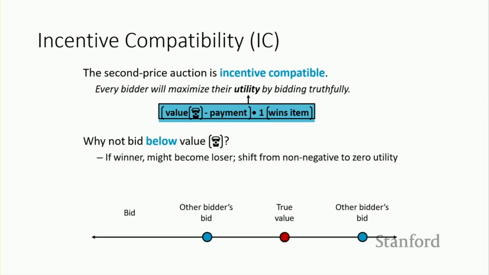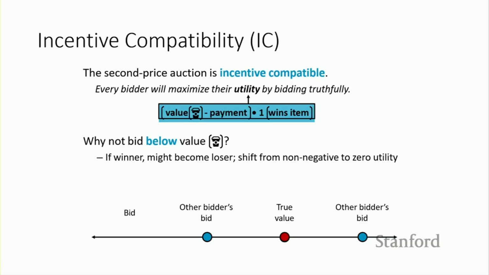So again, you can argue, suppose they would have been the winner, so they had the highest value across everyone. Now, if they bid below their true value, then their bid may end up lower than someone else who has a higher true value that chooses to bid their true value. And so they end up losing the auction. And so they lose the item. And again, they get zero utility.